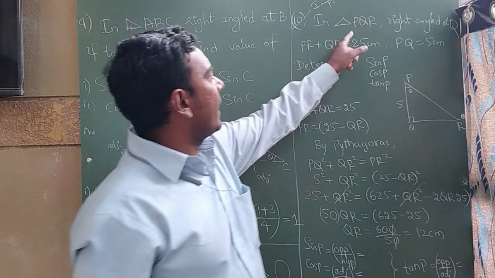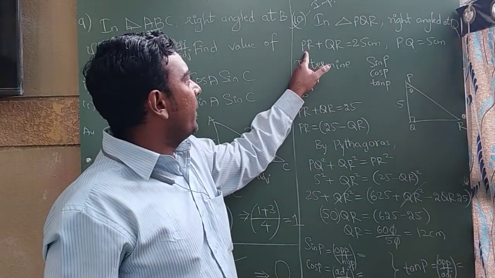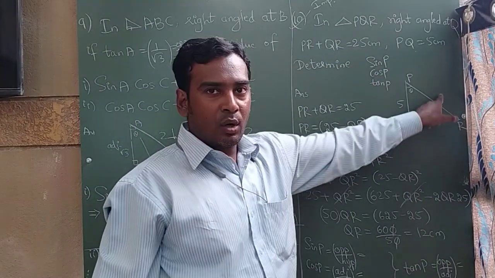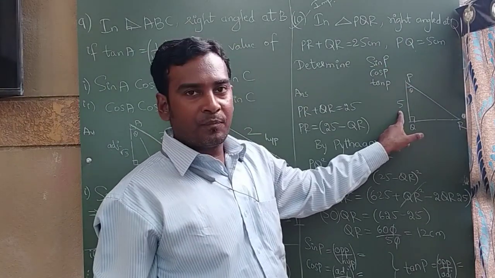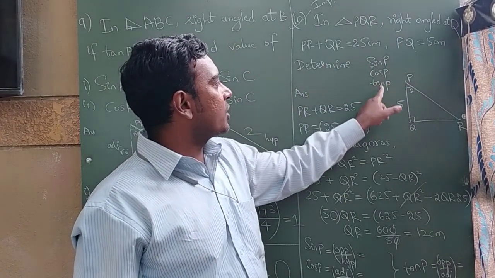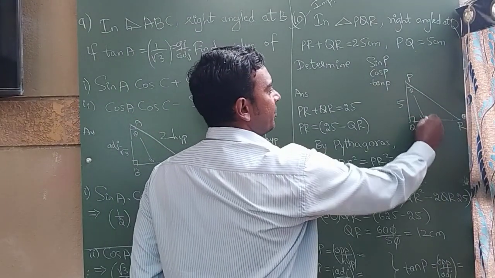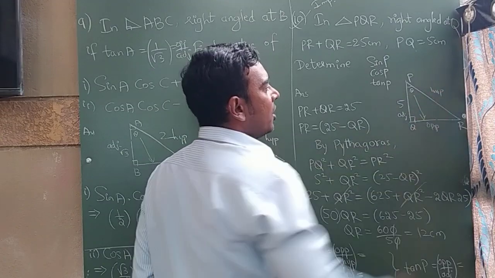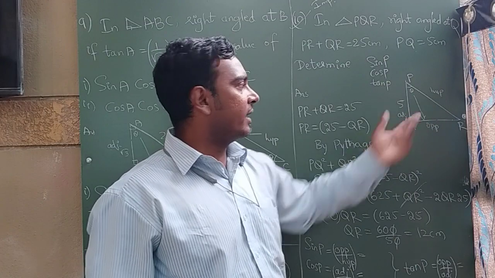Okay. So in triangle PQR, right angle is at Q. This is 90 degree. So PR plus QR is 25 centimeter. These two sides are 25 centimeter. PQ is 5. Determine sin P, cos P and tan P. So angle is at P. So this will become opposite, adjacent, hypotenuse. But we have only one side. We don't have any other side to find the third side.